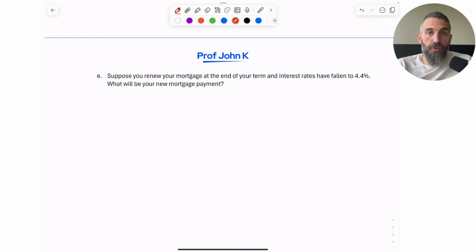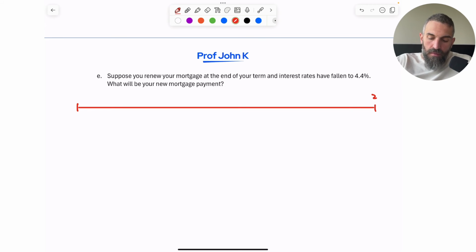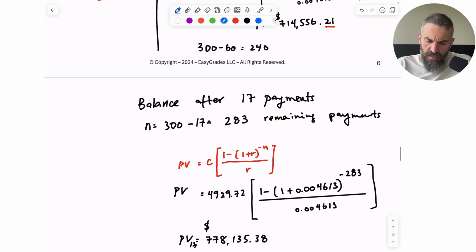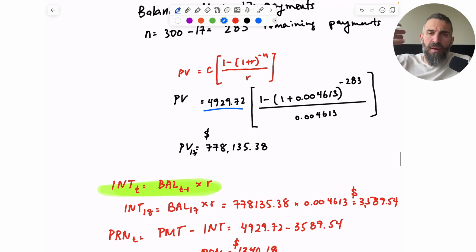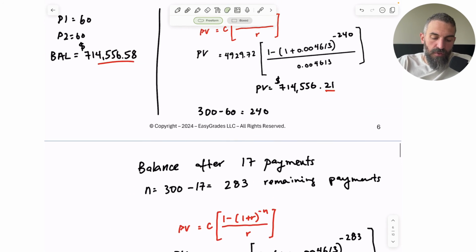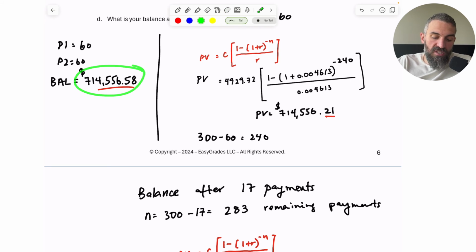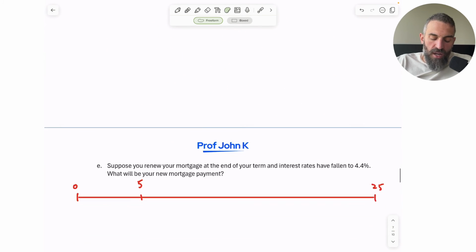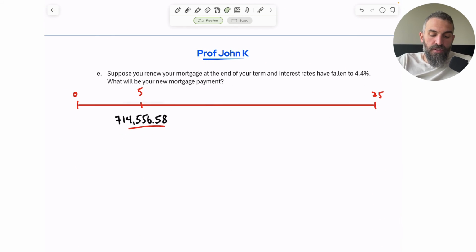A mortgage renewal. As I explained earlier, when you take out a mortgage, and this mortgage was 25 years, our first payment for the first 5 years was $4,929.72. We paid that for 5 years. And we know that at the end of those 5 years, based on our previous answer, we still owe $717,556. So the renewal of the mortgage happens at the end of the term, when it's time for the bank to give you your next payment for the next 5 years.